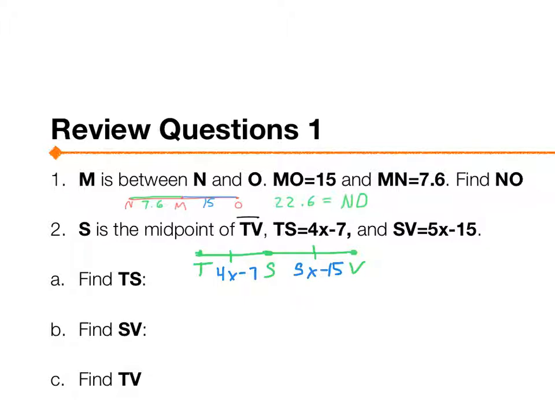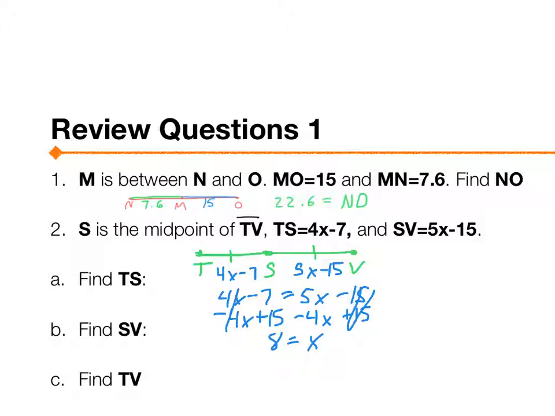Add what? Why would we add? Oh, you have to do like the equal sign. So we set them equal because we know that they're congruent. So we would do 4x minus 7 is equal to 5x minus 15. Do we get x is equal to 8?